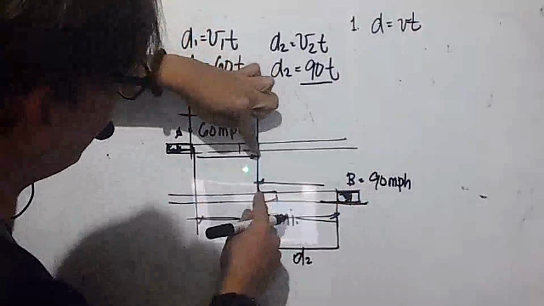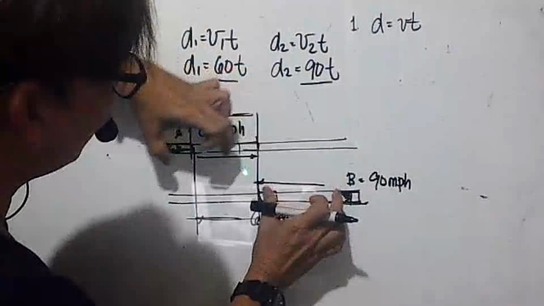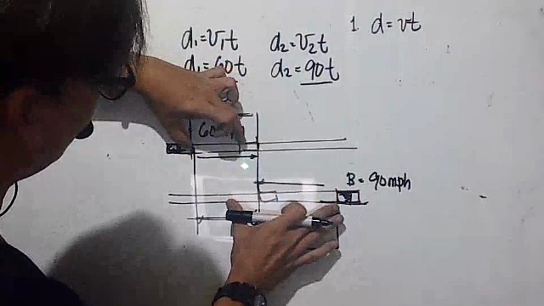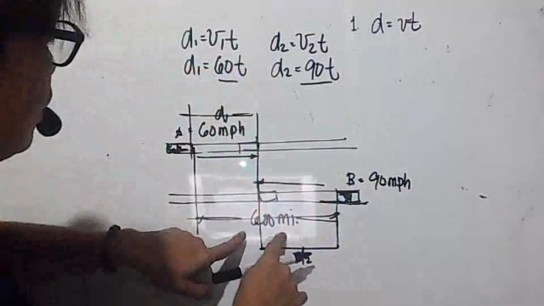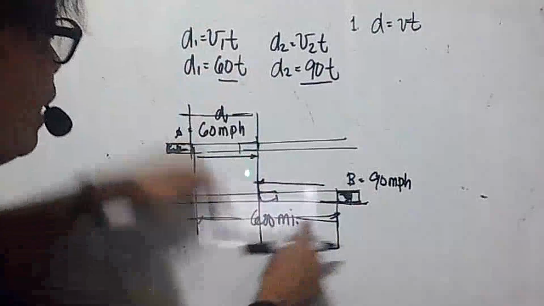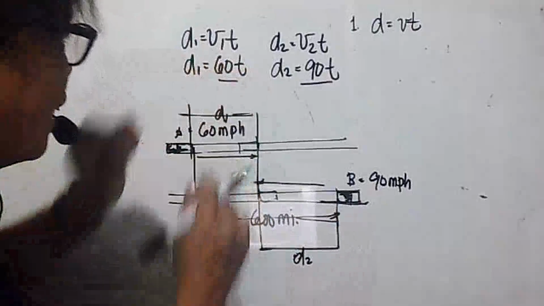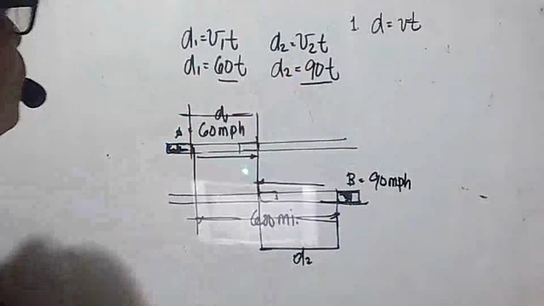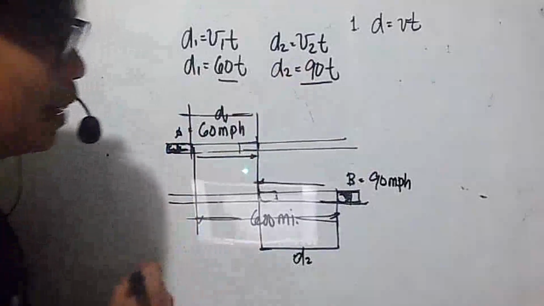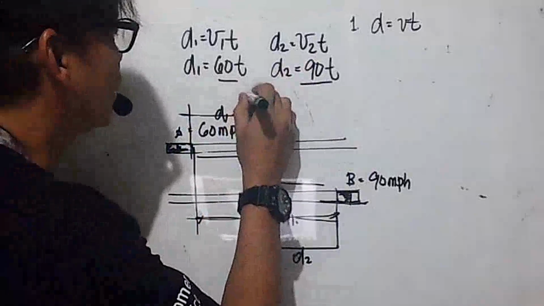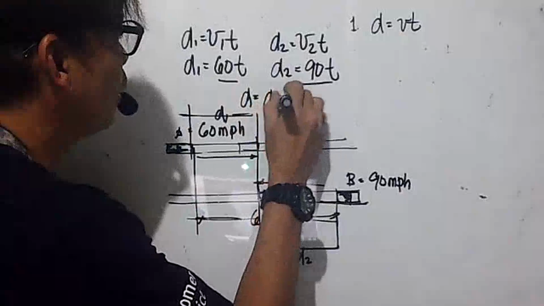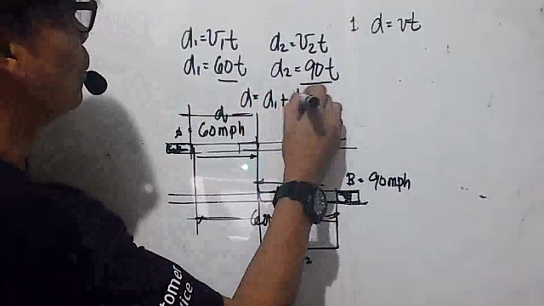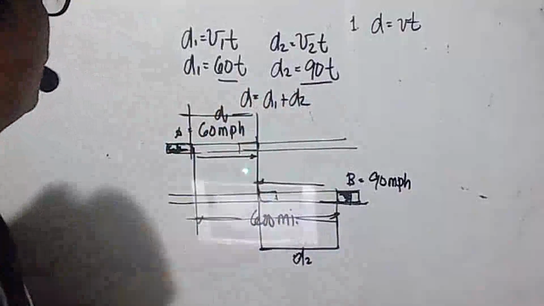Mag-meet. Okay, so pag nag-meet sila, gaano man kalayo travel nito, kung mas mahaba siya, gano'n, is equal to 600 miles pa rin yan. Sigurado. Kasi mag-meet sila doon eh, 600 miles. Okay, so we could equate this D1 plus D2 is equal to your total distance. So your total distance is equal to D1 plus D2. Okay, now let's equate.